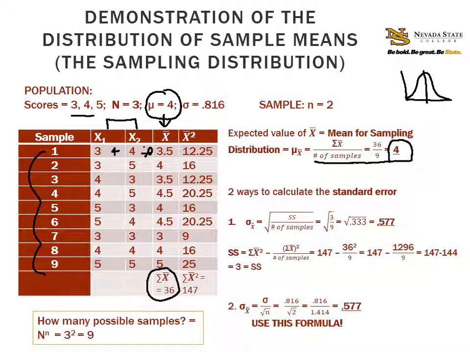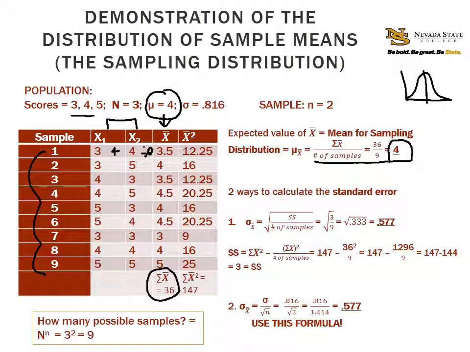It's always going to be equal to the population mean. Oh, happy day. Okay, now let's take a look at the standard error. So I went over how to compute the standard deviation in a previous lecture, looking at sum of squares and all those things. So the way that you could do that here is with this formula.